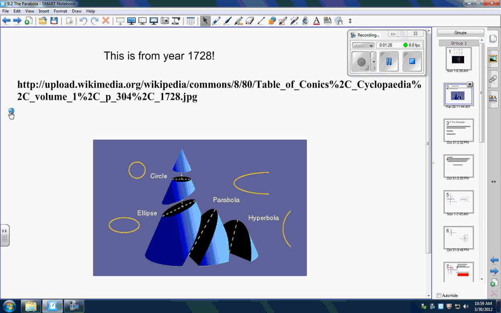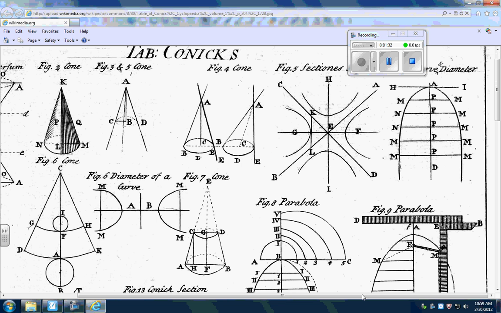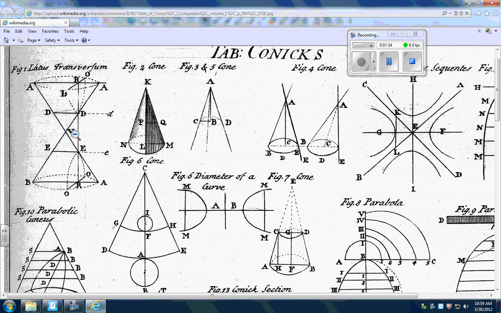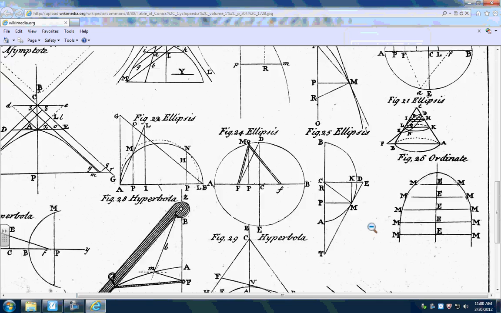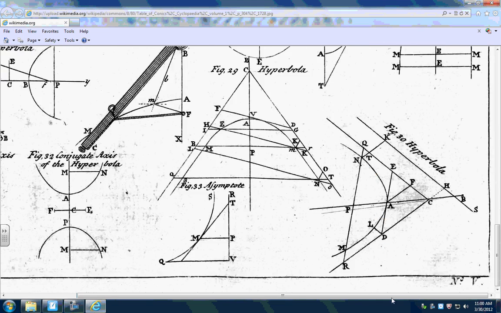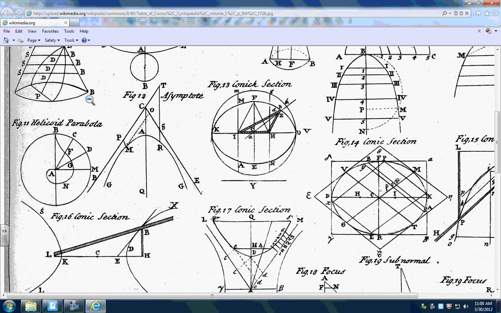This guy here is from the year 1728. So this is what people were doing almost 300 years ago. They had these pictures. You can see conics with a K up here. There's some hyperbolas in there, and just different things they're doing, and applications with it, or plans for building stuff, because obviously it was almost 300 years ago. So yeah, a lot of cool things there.